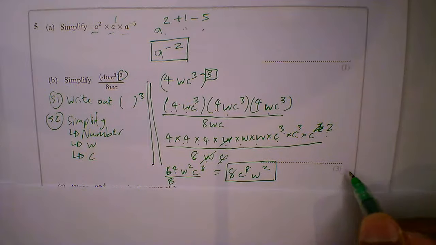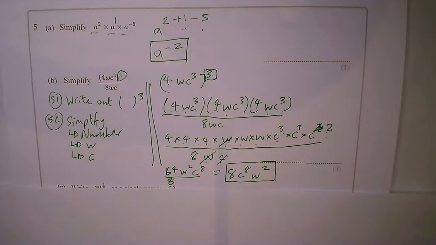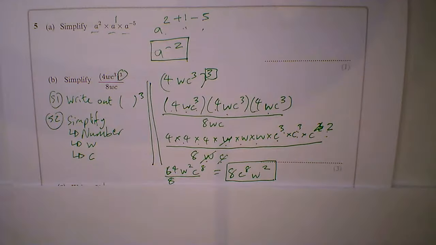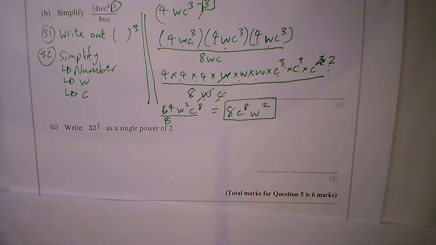Okay, so it's worth 3 marks. So for one of these parts, you'll get a mark most likely. All right, so that's our part B. Let's look at part C.